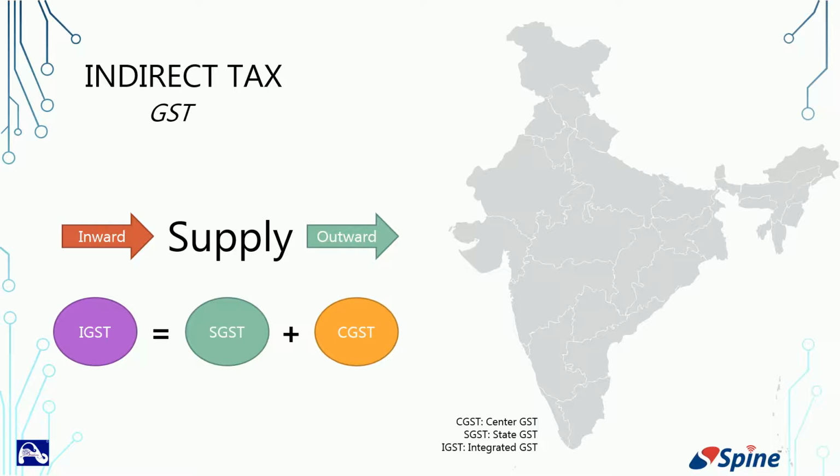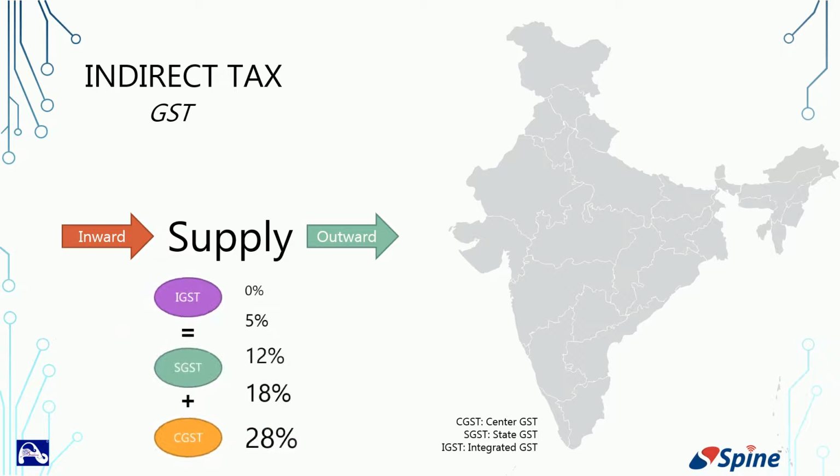There are 5 tax slabs in the GST regime: 0% or exempt, 5%, 12%, 18%, and 28%. So, if a good or service comes in the 12% slab, and if it is sold in the same state, the SGST would be 6% and the CGST would be 6%.